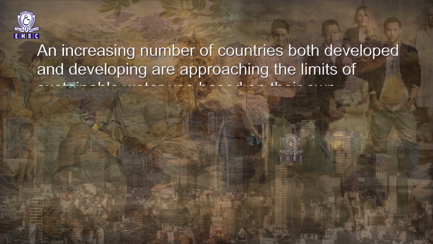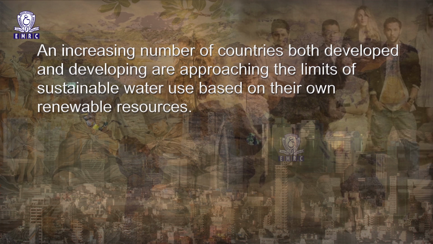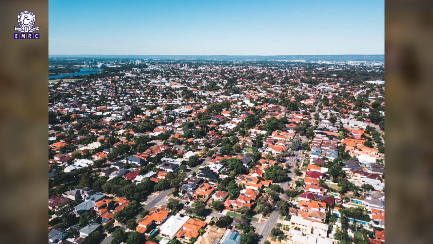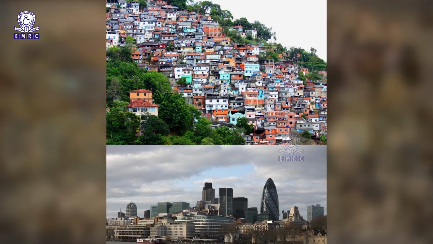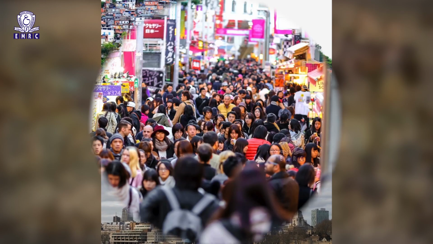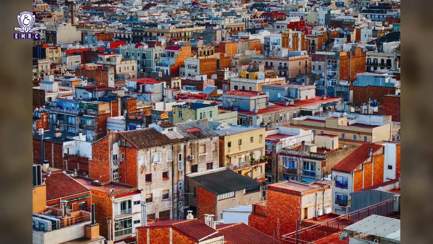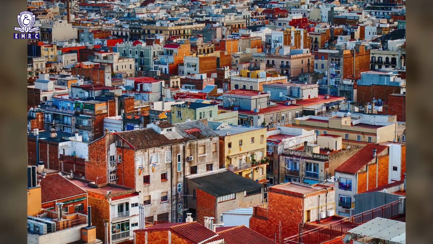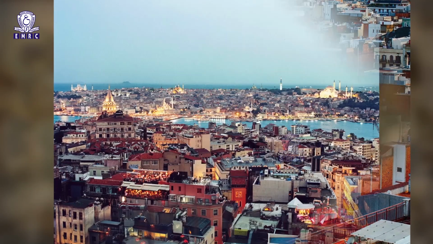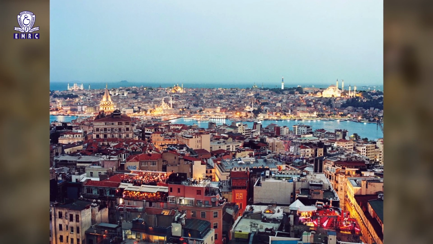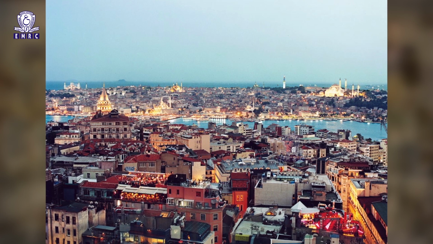An increasing number of countries, both developed and developing, are approaching the limits of sustainable water use based on their own renewable resources. Second, the pressure to provide adequate housing increases as the population grows. More than half of the developing world's population will be living in urban areas by the end of the century. This growth outstrips the capacity to provide housing and services for others.